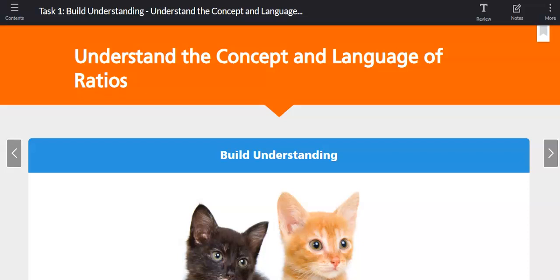Hey guys, this is the first lesson of Module 5, and it's the start of Unit 2. This lesson is called Understand the Concept and Language of Ratios.